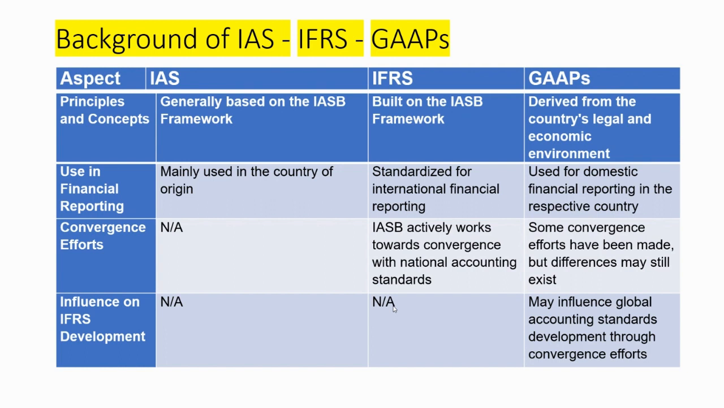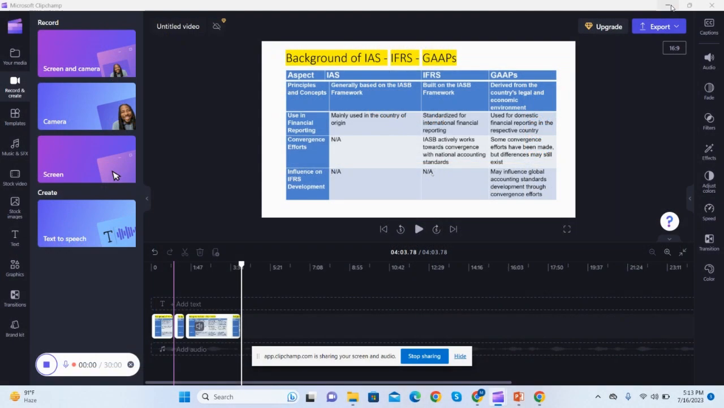International Accounting Standards are now an older version, mainly used in countries of origin that have not adopted International Financial Reporting Standards. A few countries have adopted International Accounting Standards as their own standards. They adopt it fully, so they haven't developed their new standards yet. So they are used.